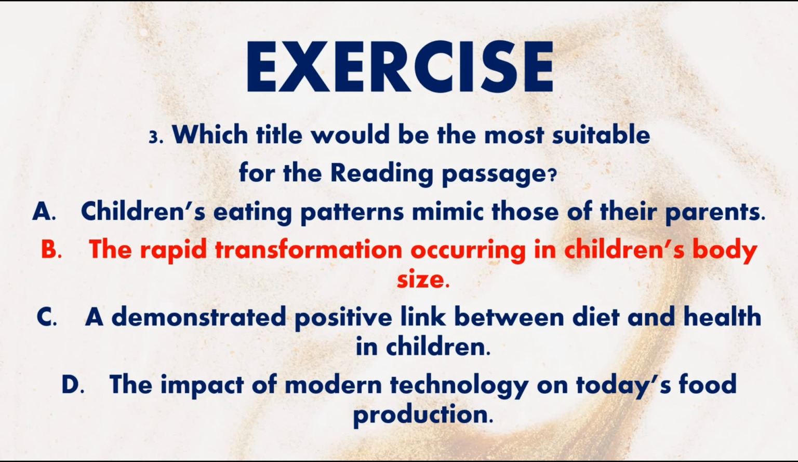So paragraph A talked about some factors that have caused diet changes in children, and then paragraphs B and C compared two different children from two different timelines, and paragraph D showed us some theories about diet changes, which are the gluttony theory and the sloth theory. Next, let's go to letter C. A demonstrated positive link between diet and health in children. So the passage somehow covered some links between diet and health in children, like in paragraphs B and D. However, if you look at the sentences, are they positive or negative links?